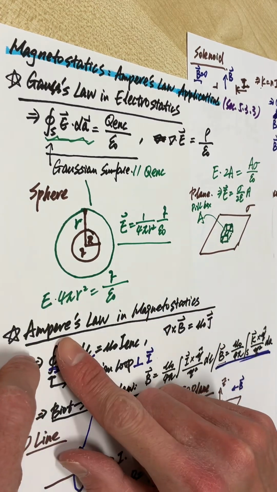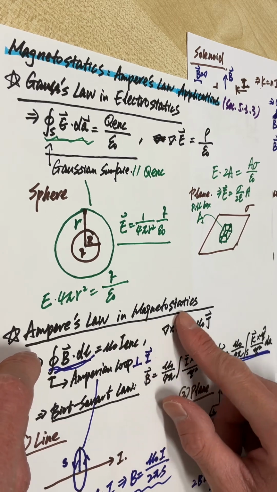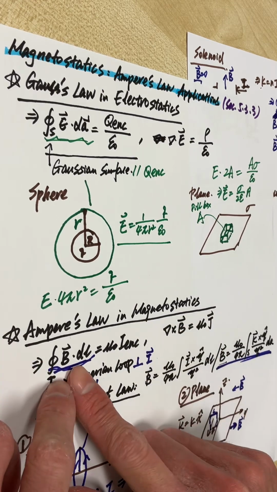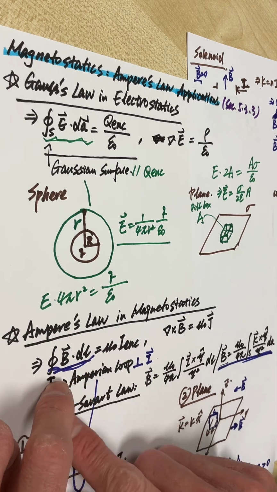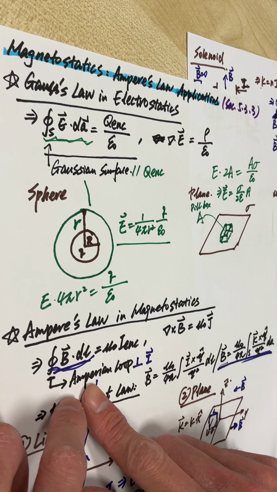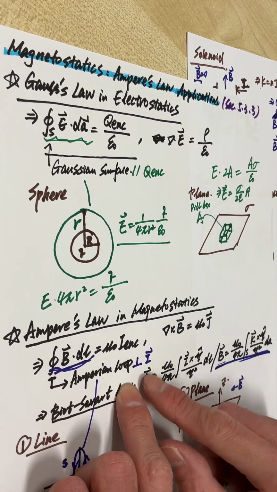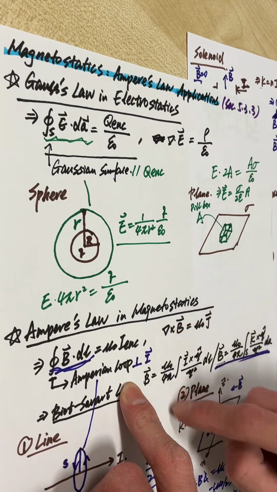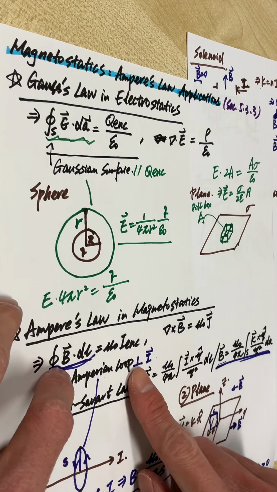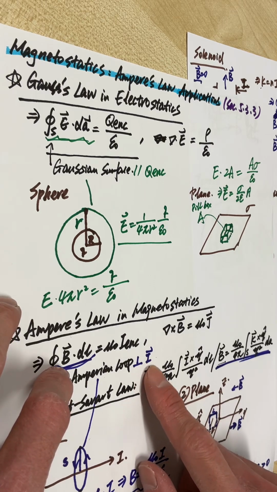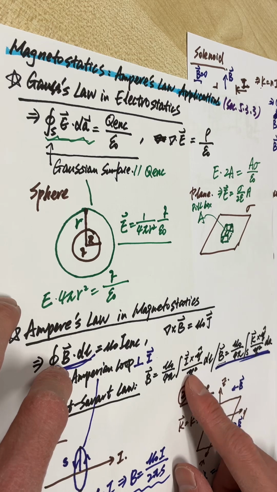And then for Ampere's law in magnetostatics, we are trying to calculate the magnetic field. So our objective is to find the Amperian loop. Where do we find the Amperian loop? The loop should be along the direction of the magnetic field, and it should be perpendicular to where the current flows, because that's defined by the Biot-Savart law.